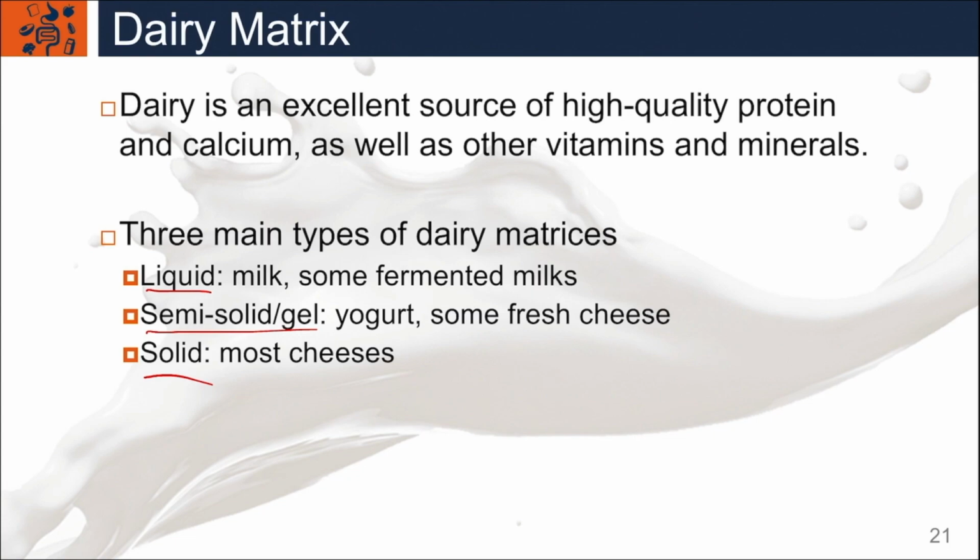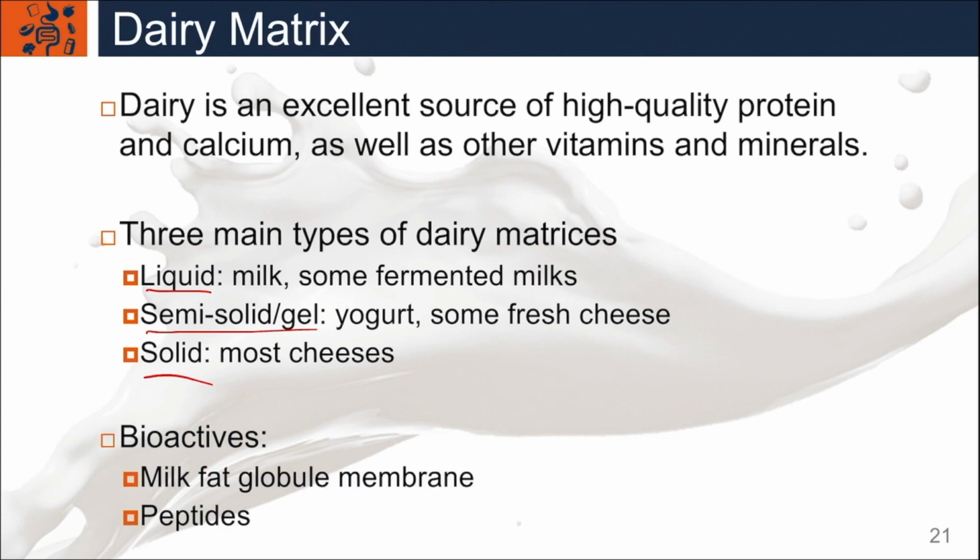The dairy matrix also contains different bioactives, or food constituents other than those that meet basic nutritional needs that are responsible for a change in human health. Examples of bioactives in dairy include the milk-fat globular membrane, which contains the different fatty acids, and bioactive peptides, which are protein fragments produced via modifications or cleavage from parent proteins.